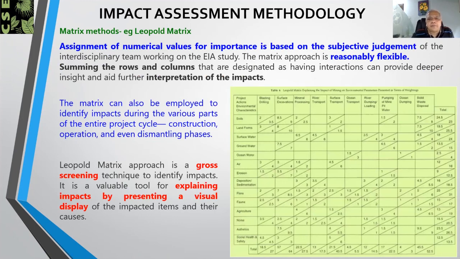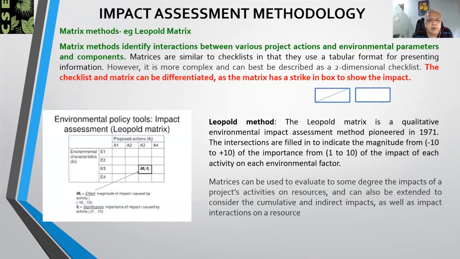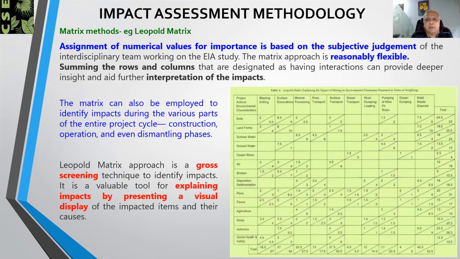This is a typical Leopold matrix which has been developed for a particular project, where we can see the magnitude as well as the significance marked, and the net or total overall impact of, say, blasting or drilling operation on various aspects like soil, etc. So the impact of the overall project and its significance can be ascertained from this matrix, and we can take a total of this to determine the overall impact of these parameters.